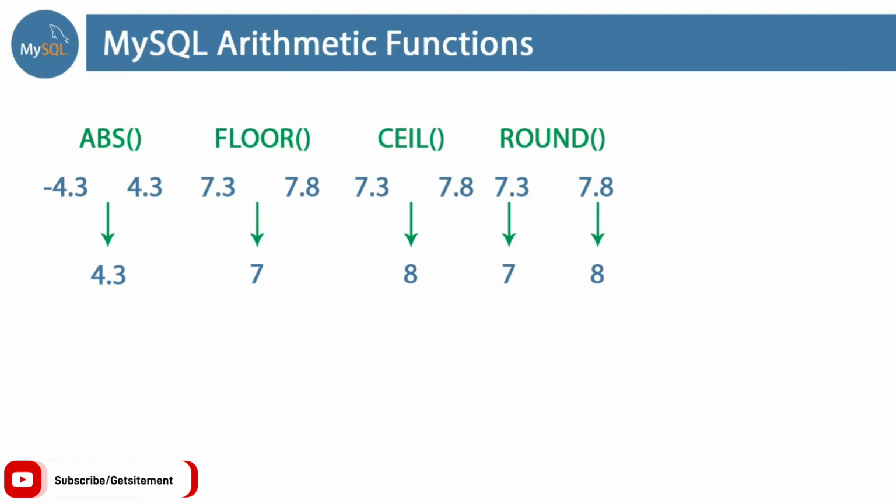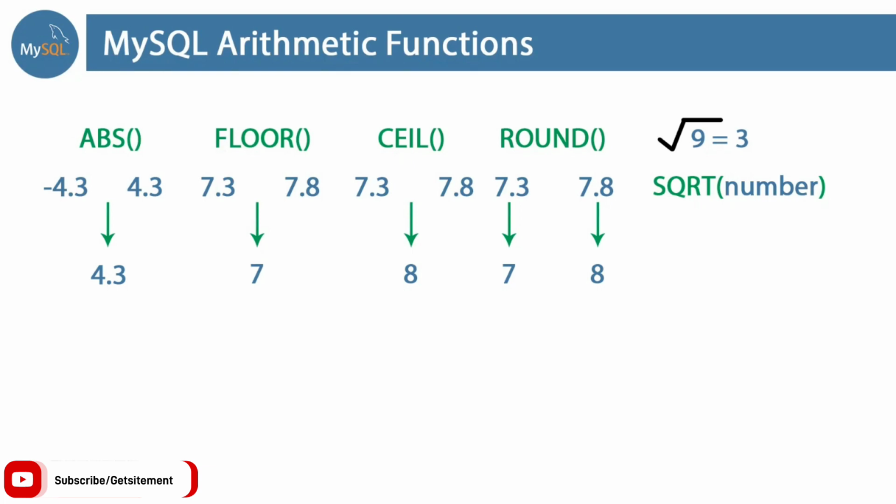7.3 is below 7.5. That's why it's written 7. And 7.8 is above 7.5. That's why it's written 8. And our next function is square root. If I want to extract the square root of 9, the answer would be 3. So in MySQL we have a function named sqrt. Inside the parenthesis we need to pass the number, 9, and then it's going to return 3.